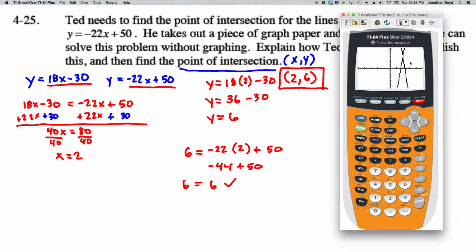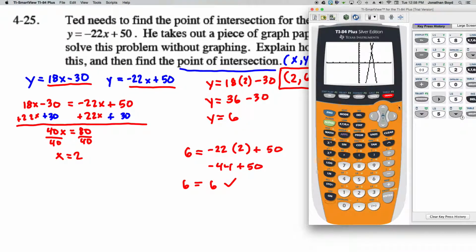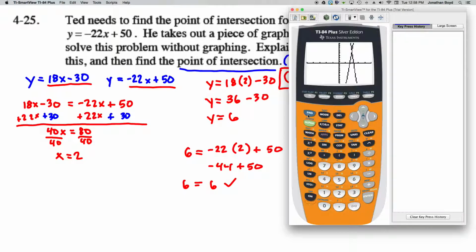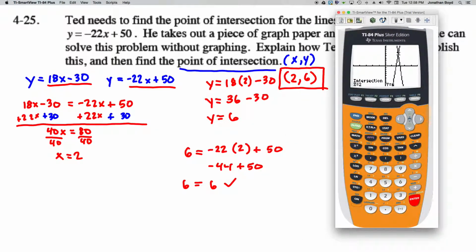Now we can see it a little bit more clearly. So if we want, we can go through and do our intersect function there. Remember that comes from the following key sequence. We go second, trace, number 5 for intersect. We got to mark each of our curves there. So we've got enter, enter, enter, and it gives us the intersection point was at 2, 6. We already have that. We know that we are correct. And everything is good to go.